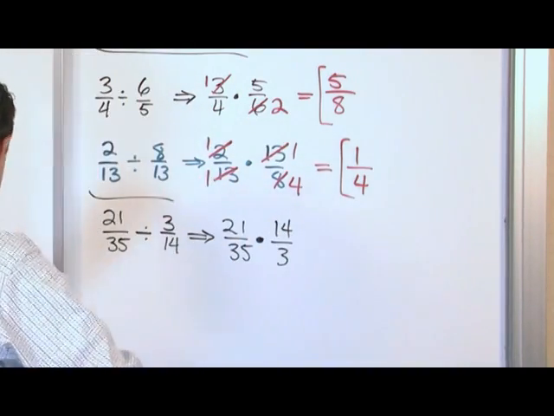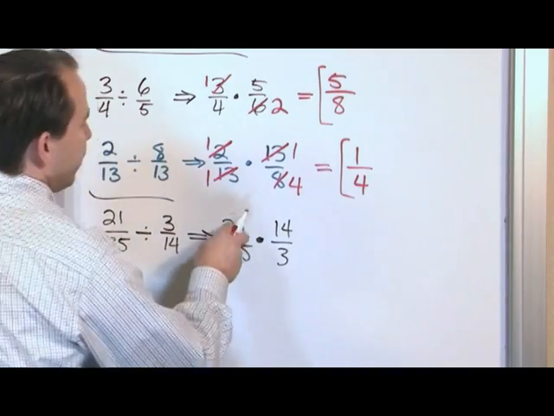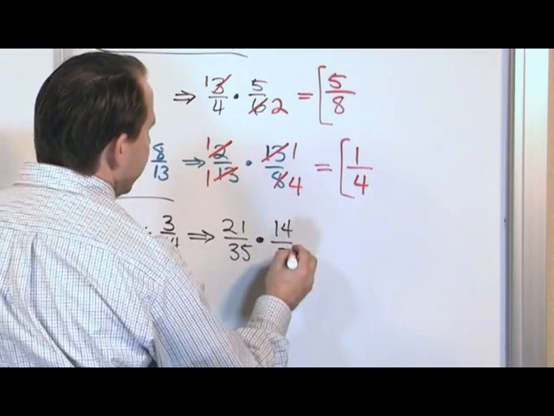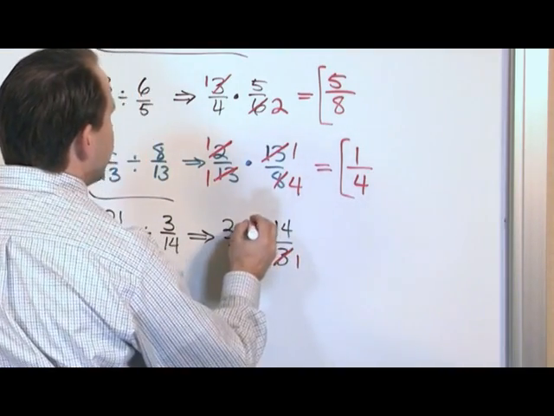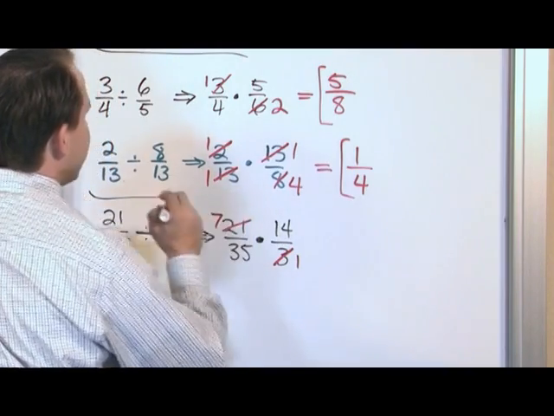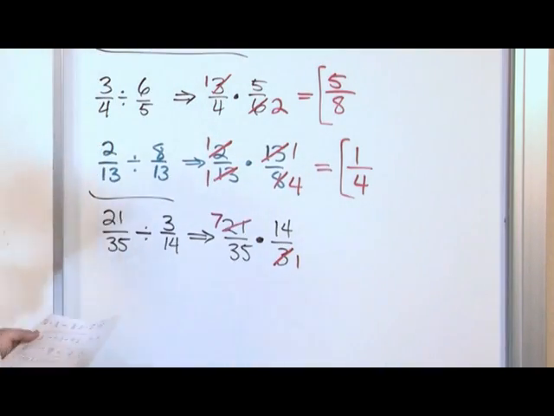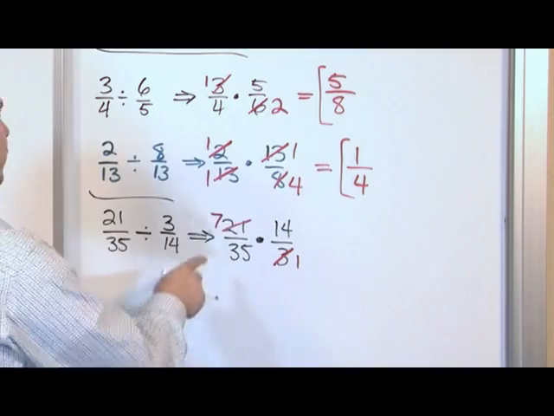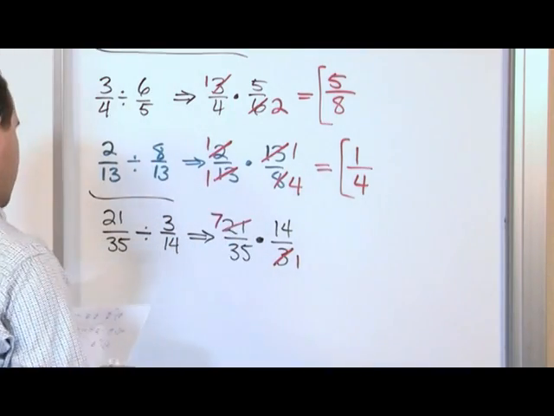14/3. And I can simplify this. I have 21 and I have a 3. I can divide by 3. 3 divided by 3 is 1. 21 divided by 3 is 7. And I have exactly the same thing going on right up there. I divide the top and the bottom.